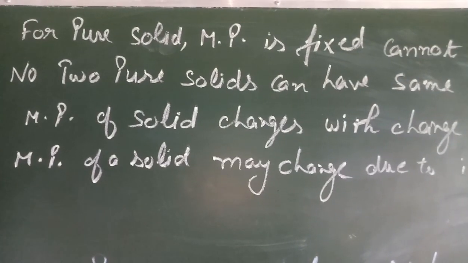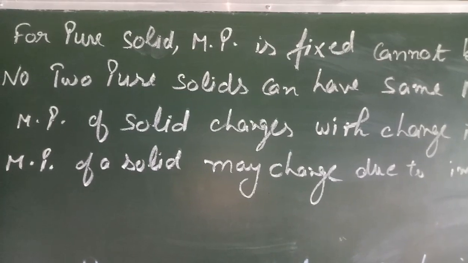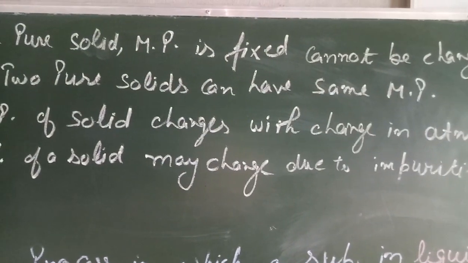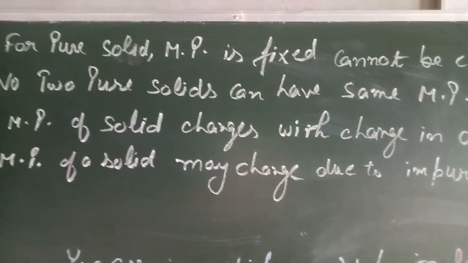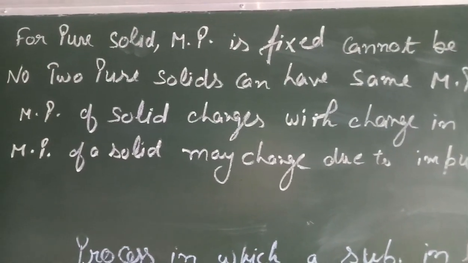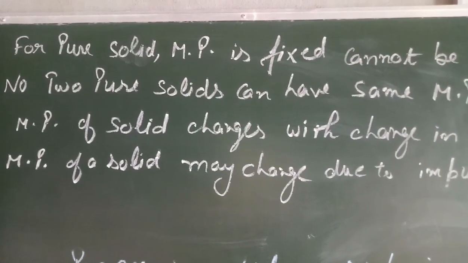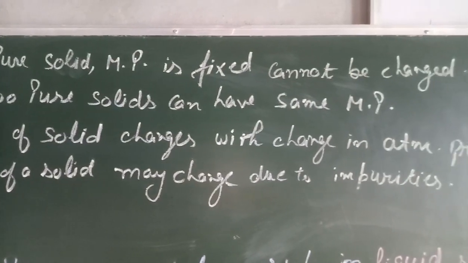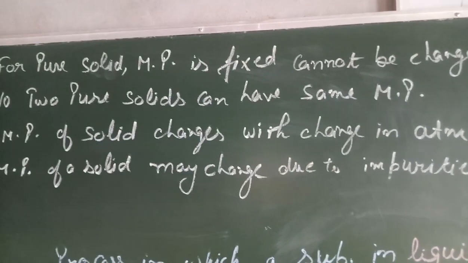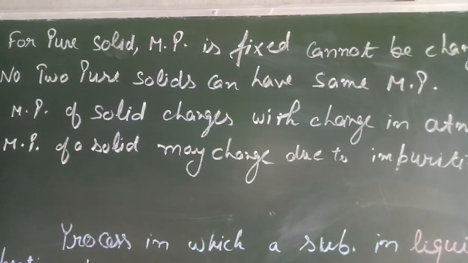So there are some main points for the melting point. The pure solid melting point is fixed, it cannot be changed. And no two pure solids can have the same melting point. And third one is melting point of solid changes with changes in atmosphere. Yes, if the atmospheric pressure is changed, then the melting point of solid also changes.